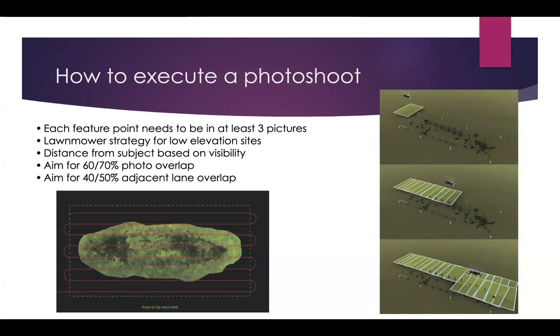So if you're going along in lanes, you've got 60 to 70% photo overlap, and then you're aiming for a 40 to 50% adjacent lane overlap. So you can see I'm creating here lots and lots of overlap in the photos that I'm taking.